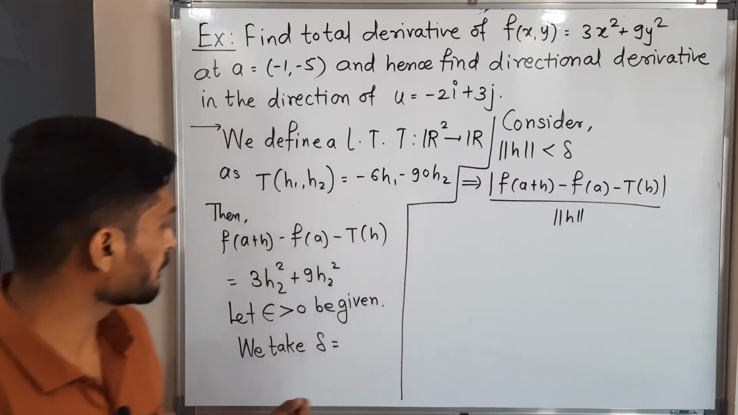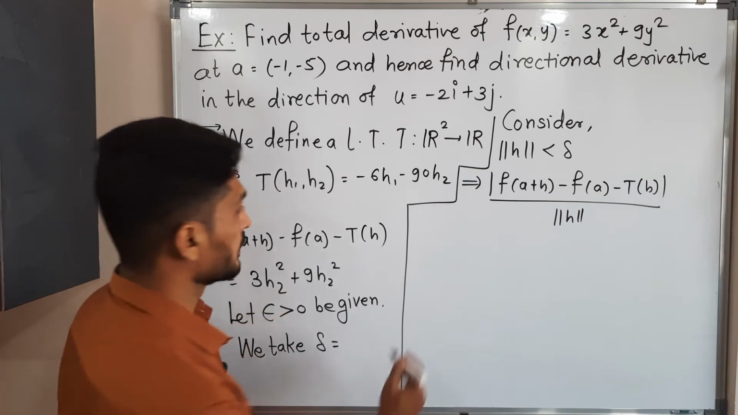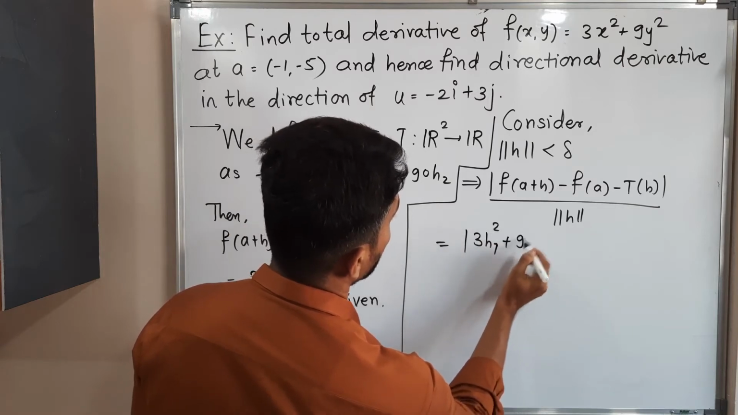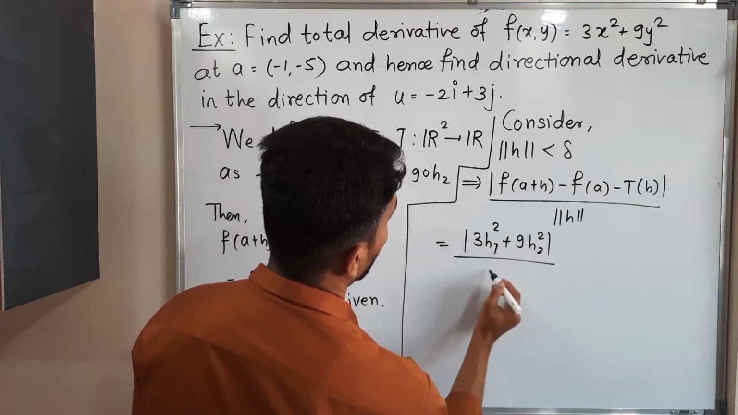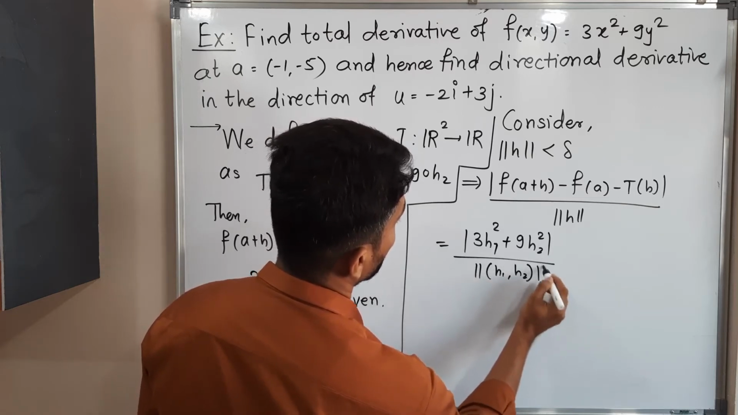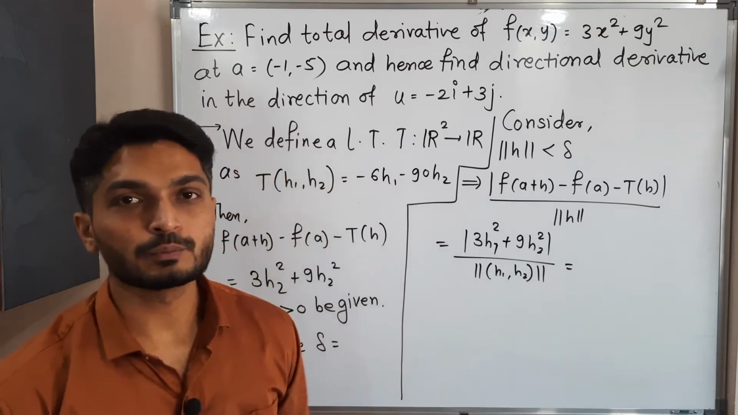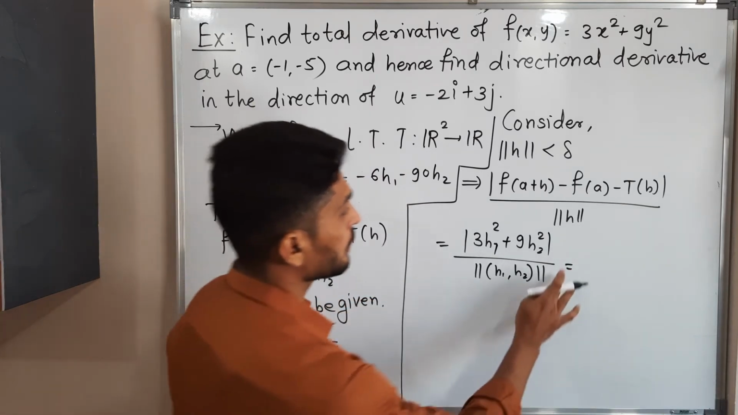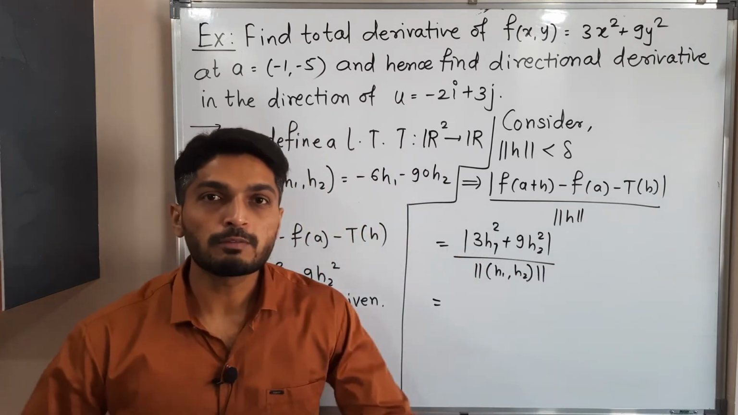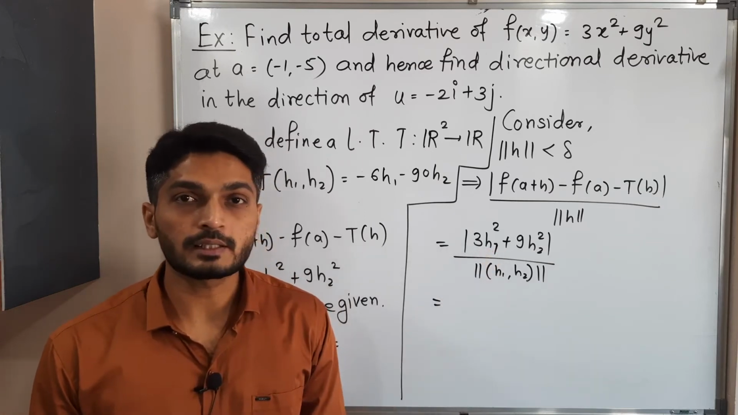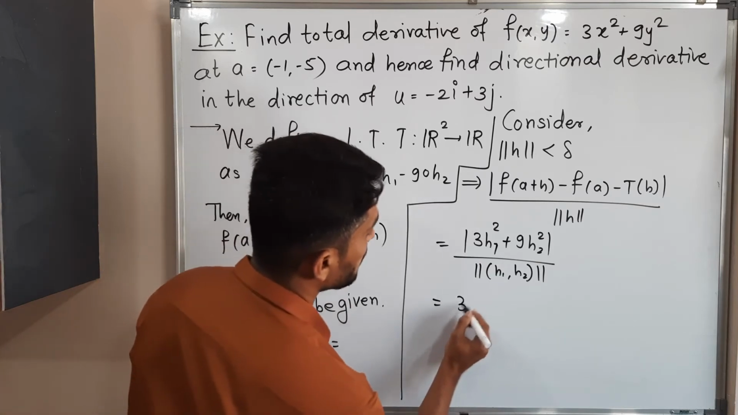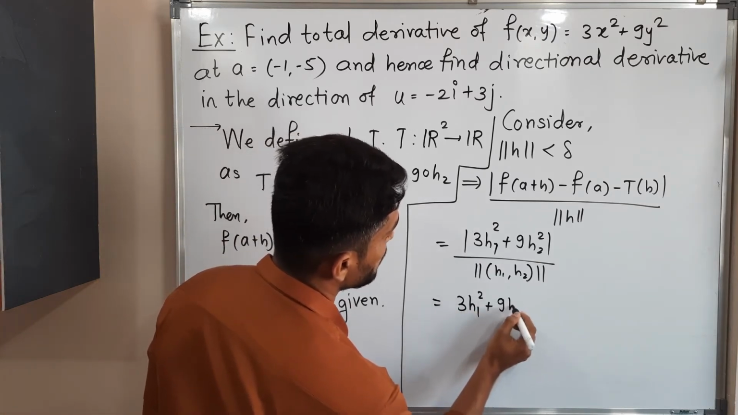The value of the numerator we have already calculated here, so let us put it there. So it is equal to mod 3h1 square plus 9h2 square divided by norm h, that means norm of (h1, h2). There is no need of mod there since squares are there, so they cannot be negative. So therefore I can write 3h1 square plus 9h2 square.